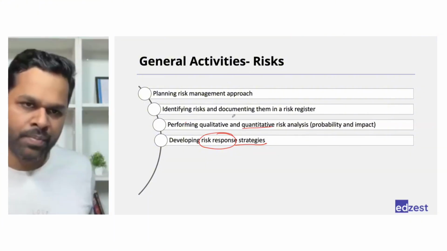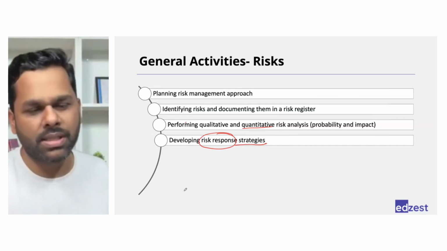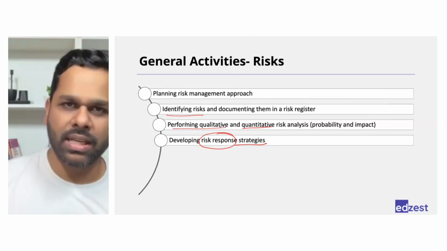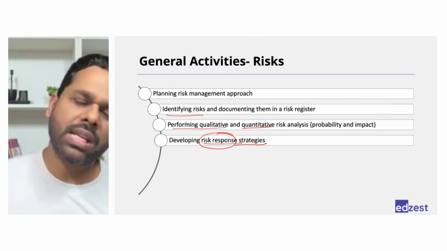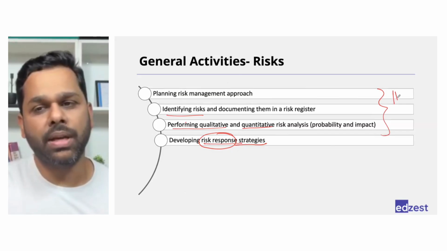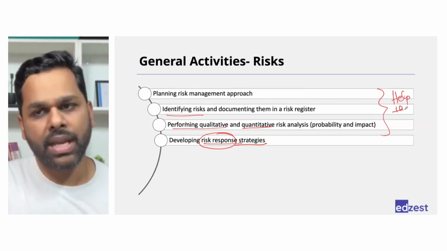The team does it. Everything that we're talking about, the team does it. Who identifies the risk? The team does it. Who performs the analysis? The team does it. Who develops the risk response strategies? The team does it. The project manager's role is to help the team in carrying out that activity.